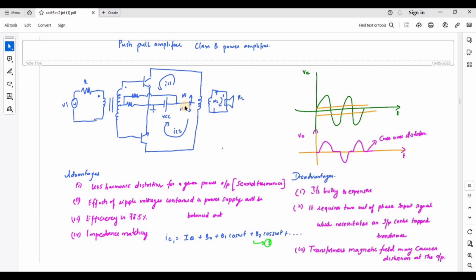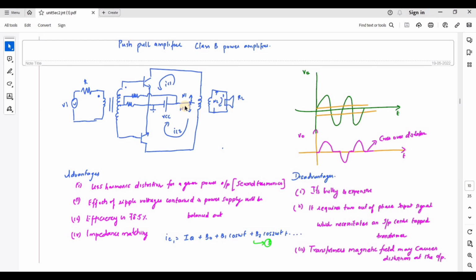So during the negative half cycle also you are getting the output, and during the positive half cycle also you are getting the output. This type of output signal will give a large distortion. So in order to avoid this, we use two transistors connected in the push-pull arrangement. One transistor will conduct in one half cycle and the other will conduct in the other half cycle, which reduces the distortion, and it also increases the efficiency.